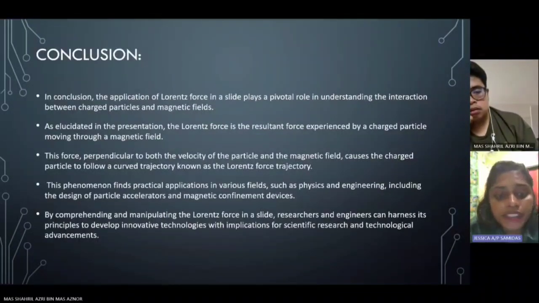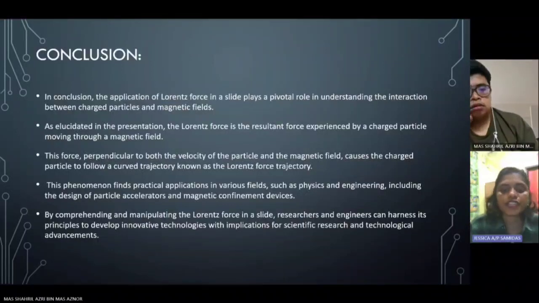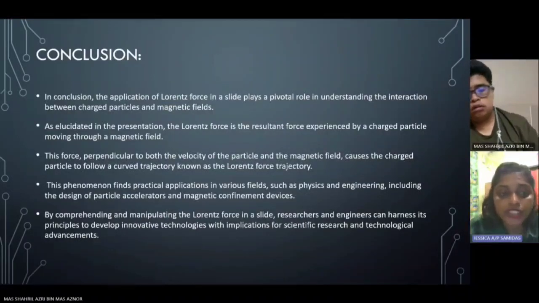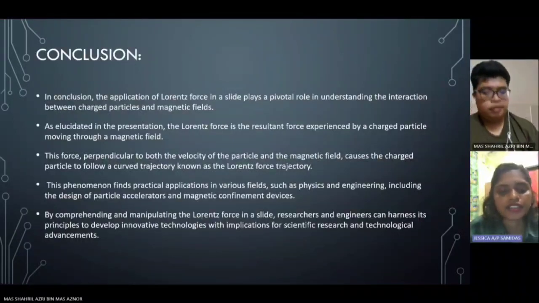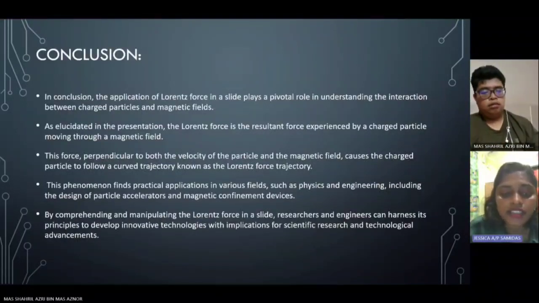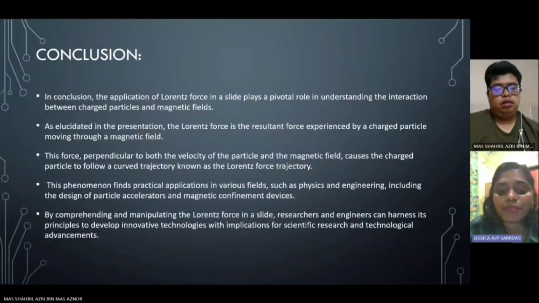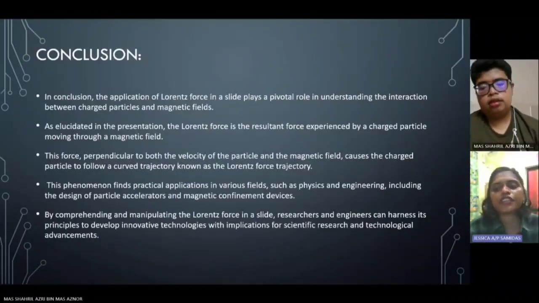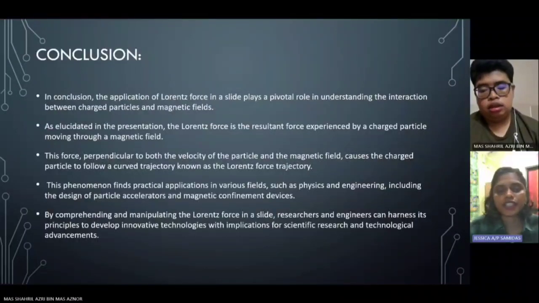This phenomenon finds practical application in various fields such as physics and engineering, including the design of particle accelerators and magnetic confinement devices. By comprehending and manipulating the Lorentz force, researchers and engineers can harness its principles to develop innovative technologies with implications for scientific research and technology advancement.